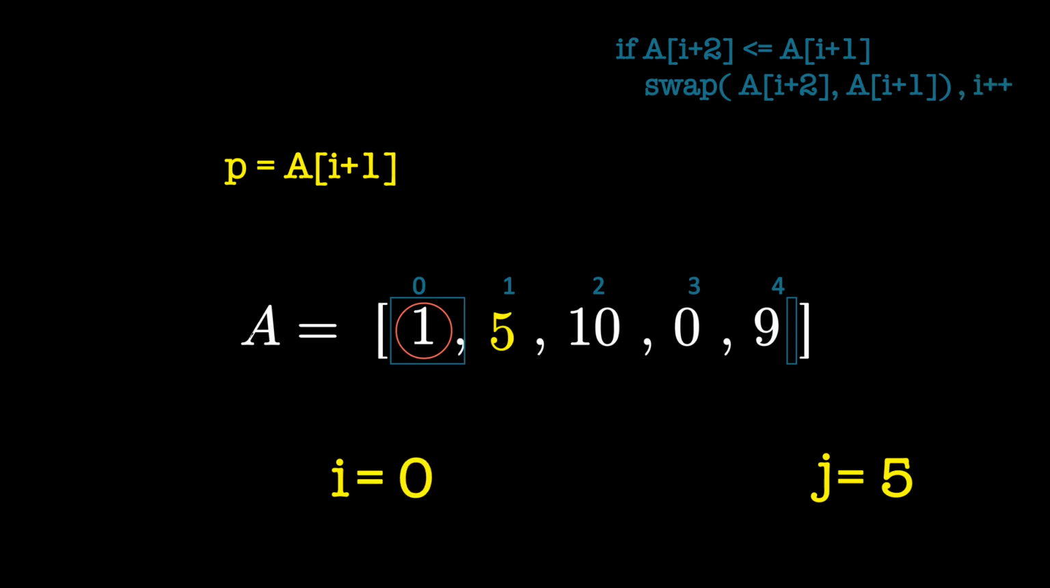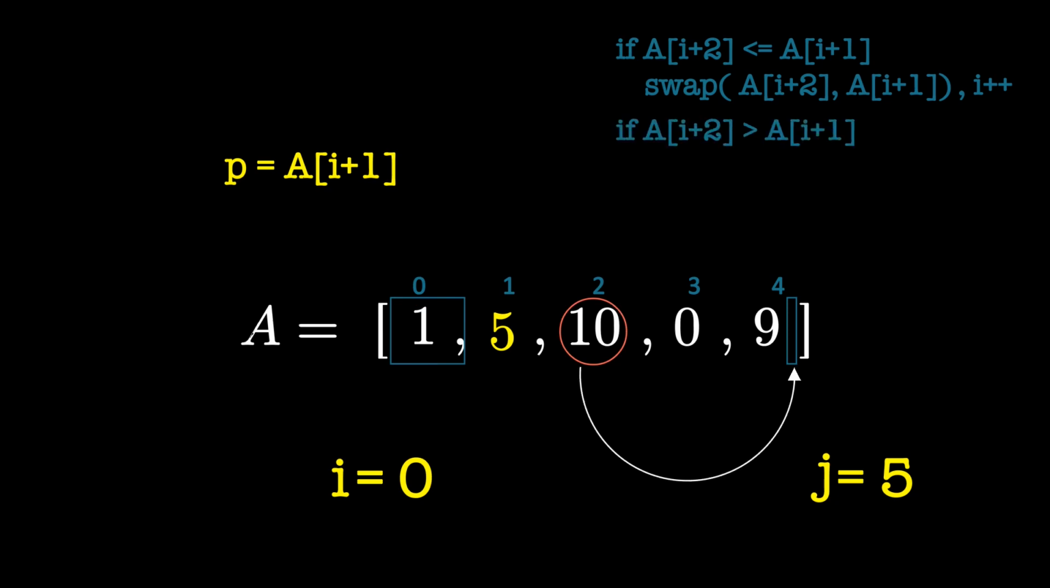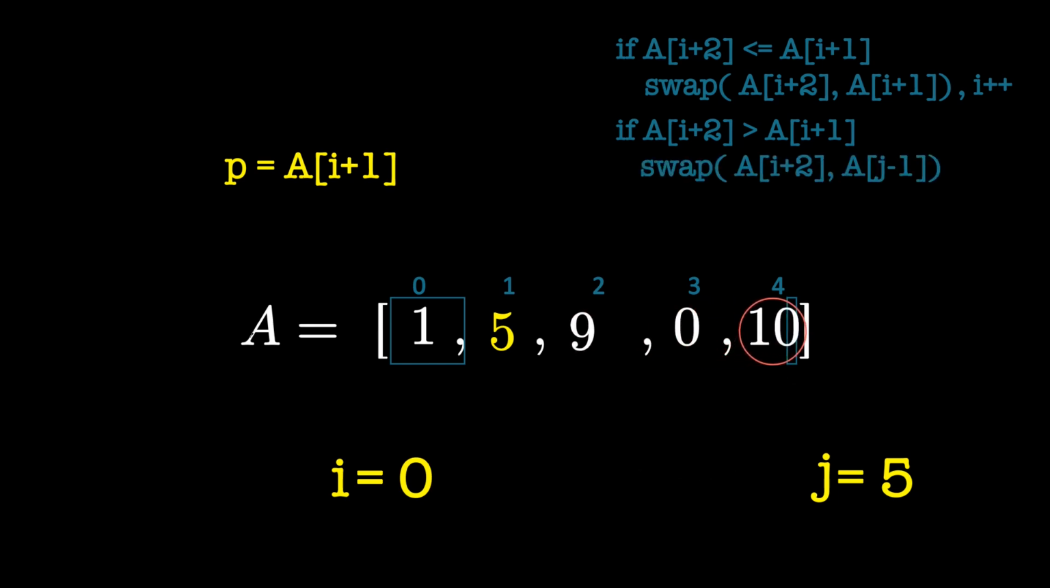Now S has one element. The length of B is still 0. Our current element is at i plus 1. We'll compare it to the next element. 10 is larger than 5, so we need to move 10 to B. I think you know what's going to happen now: we are going to swap 10 with the last element before j, which is 9 in this case. After doing this, we are going to grow B by decrementing the index j.